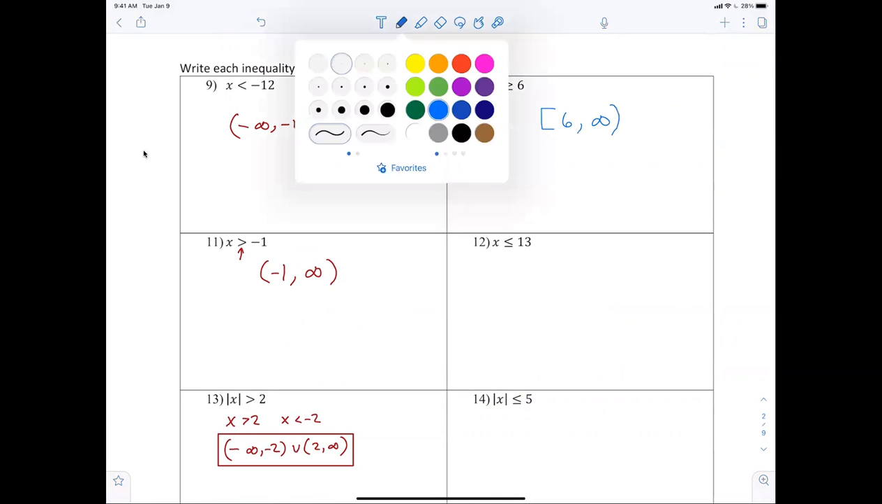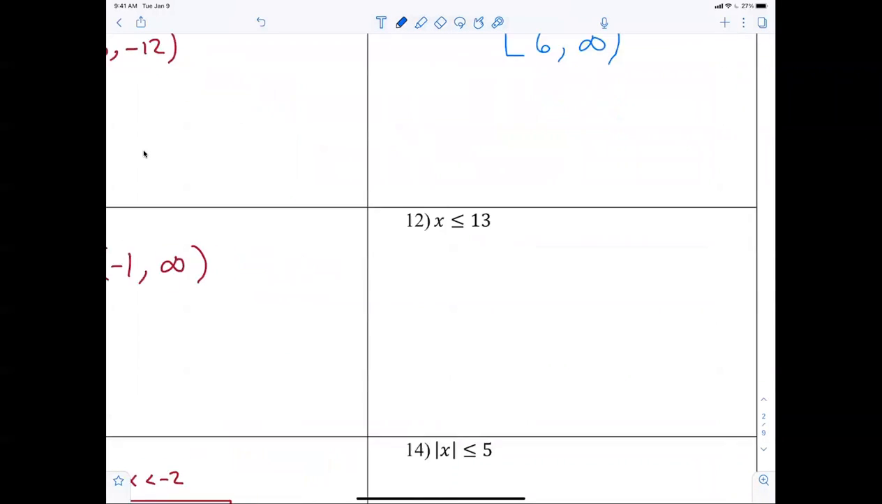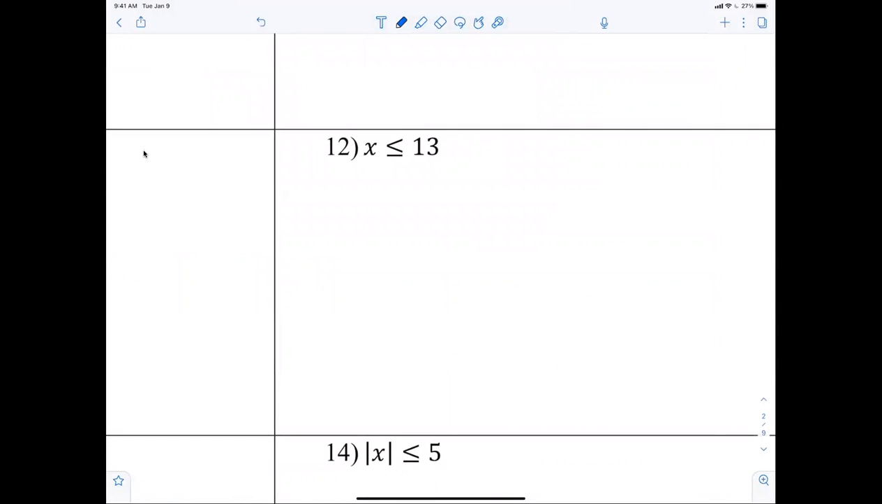All right, let's talk about 12. Less than or equal to 13. Negative infinity, 13, bracket, parentheses. Anybody have any issues? All right, good job.